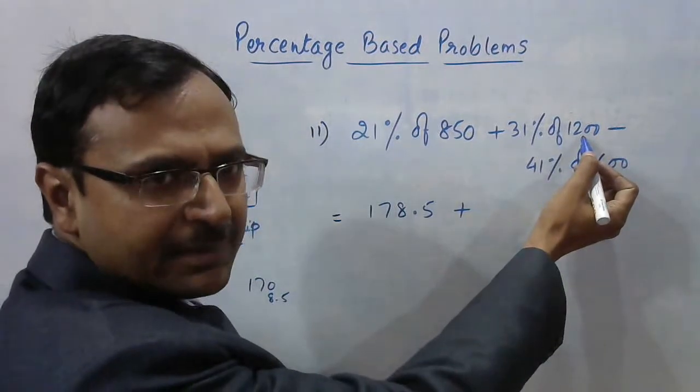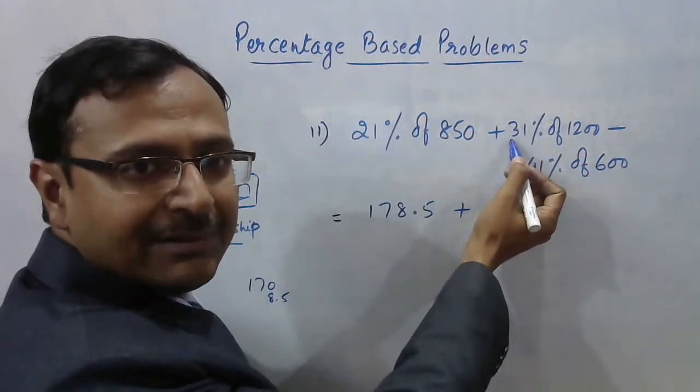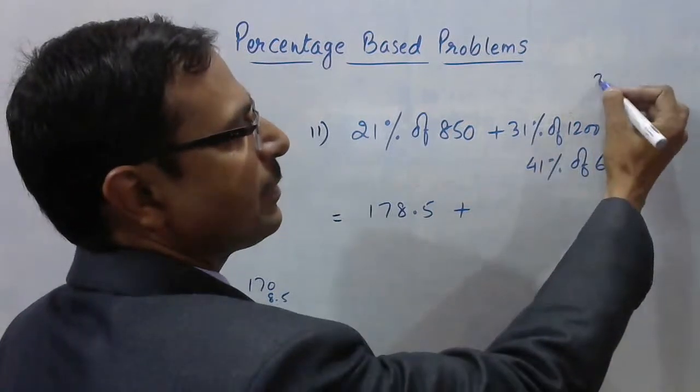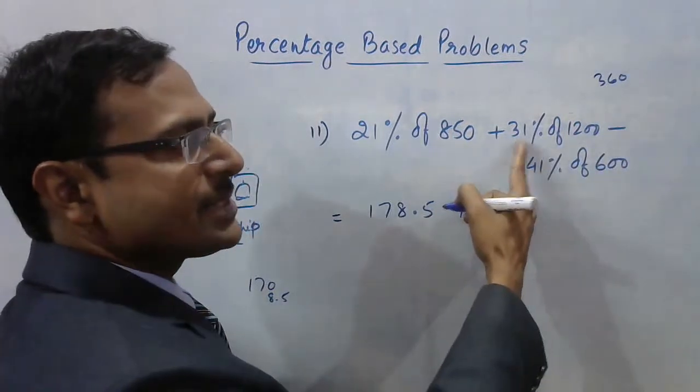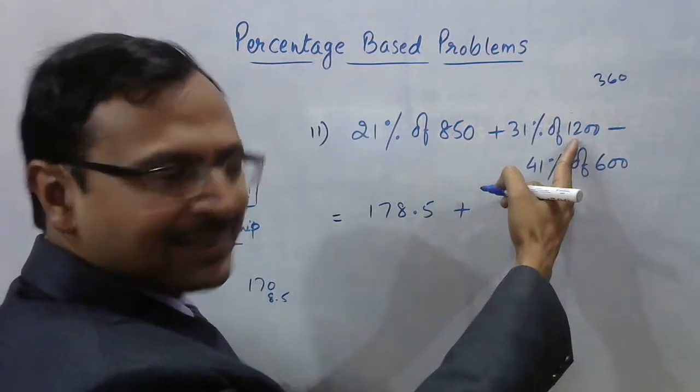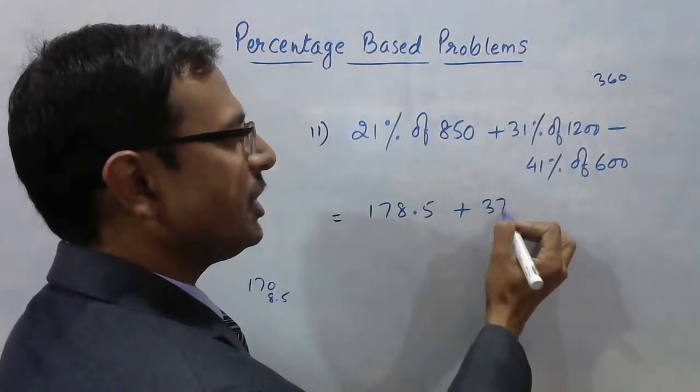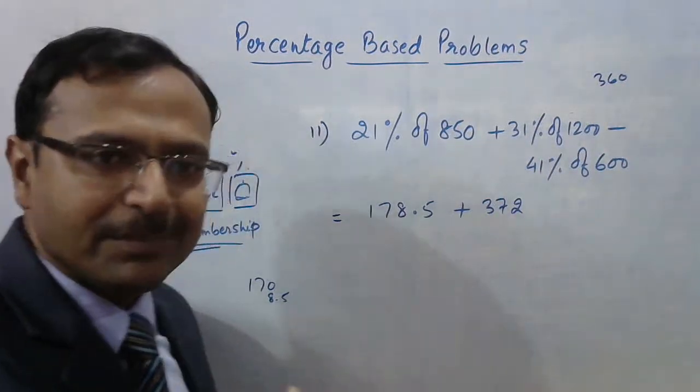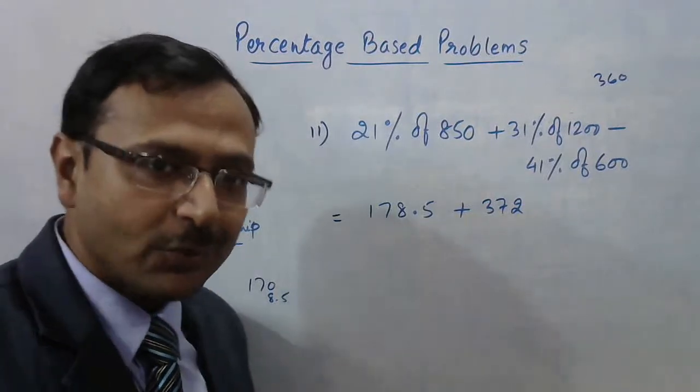10% is 120. So 30% is 360. So just remember the 360. Now 1% is 12. Add 12 to this, 372 is the required percentage, 31% of 1200.